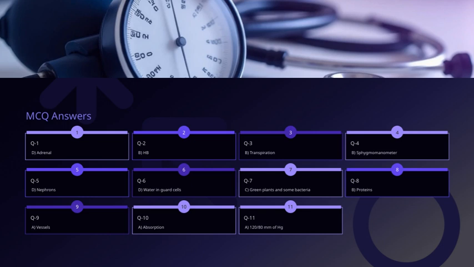Number 5 points to the adrenal glands, which produce hormones like adrenaline and cortisol, helping us respond to stress and regulate metabolism. Finally, number 1 with MCQ answers reminds us that multiple-choice questions help reinforce our understanding of these vital concepts, tying everything together in our overall learning journey.